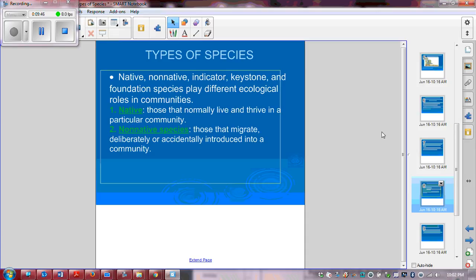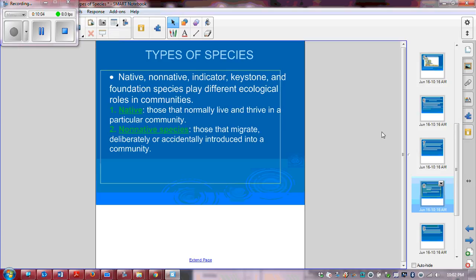These were all introduced species that were brought over by European settlers at one point in time, and some of them, like those wild horses down on the Salt River, have escaped. And so people consider them, well, they're native to this area. Well, they're really not. They're not native. They were introduced species.